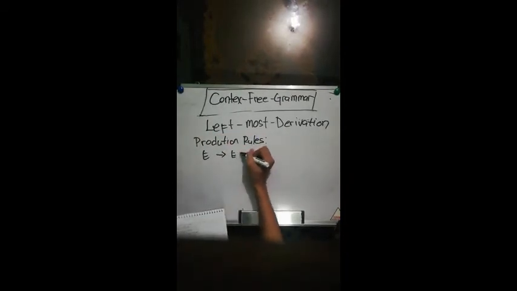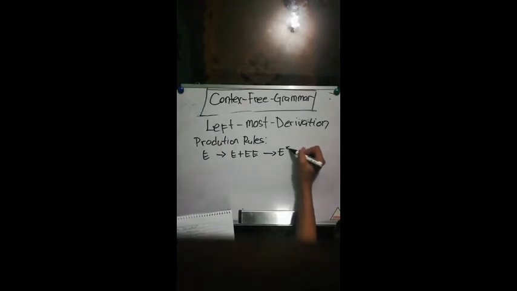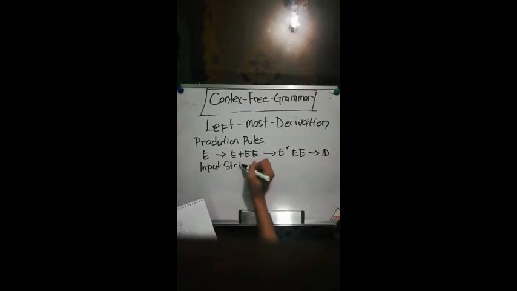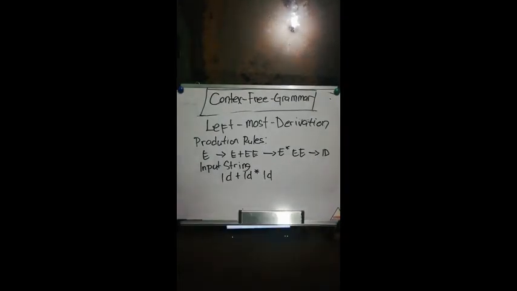Production rules: E to E plus E, E to E times E, E to ID. Input string: ID plus ID times ID. The leftmost derivation is E to E times E, E to E plus E times E, E to ID plus E times E, E to ID plus ID times E, E to ID plus ID times ID. Notice that the leftmost non-terminal is always processed first.